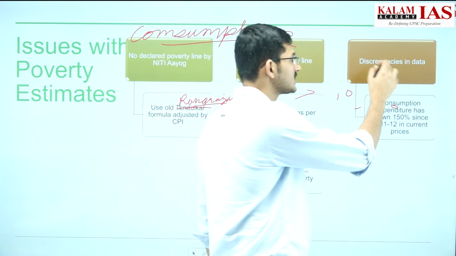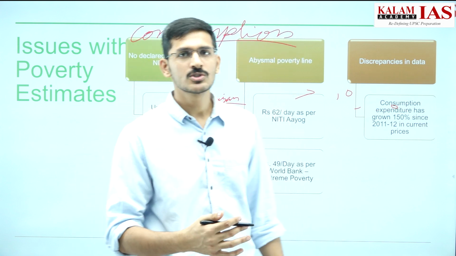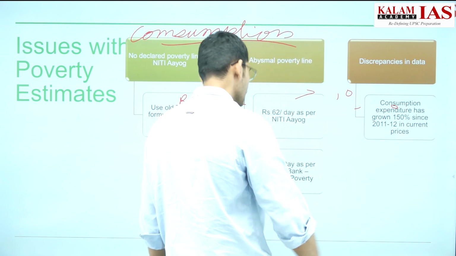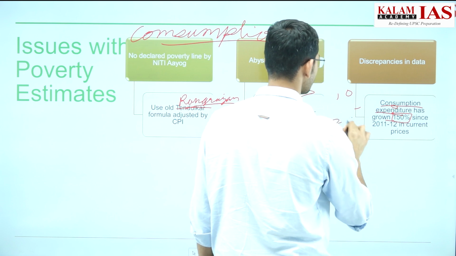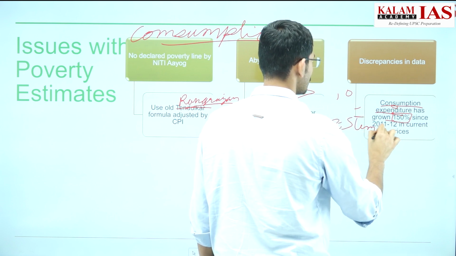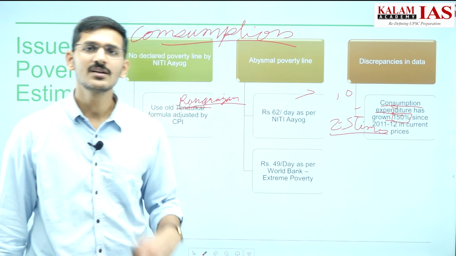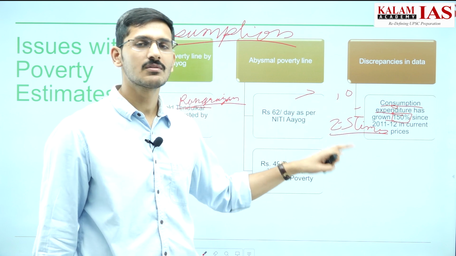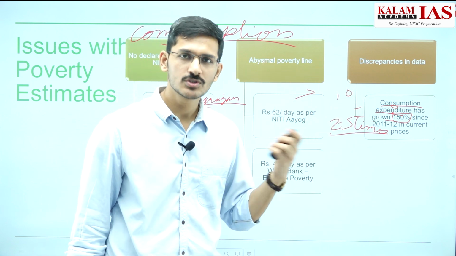There are also discrepancies in the data which are provided by the government. Now, the Niti Aayog CEO said that the consumption expenditure has grown 150%. That is 2.5 times since 2011-12. What he did not tell is that he is talking about current prices. The 2.5 times, that is 150% increase, also includes inflation.